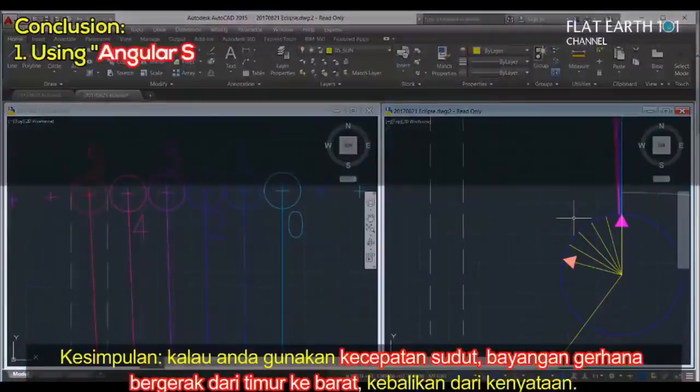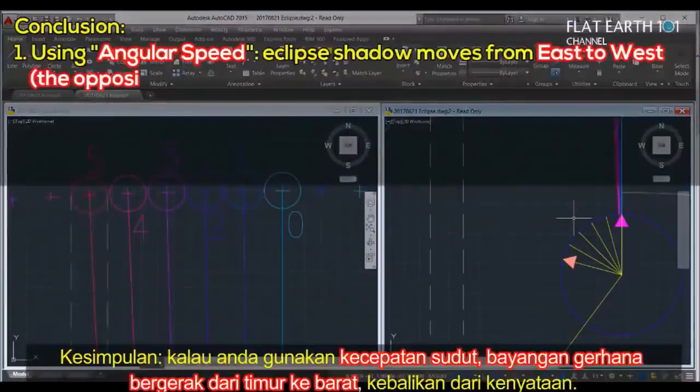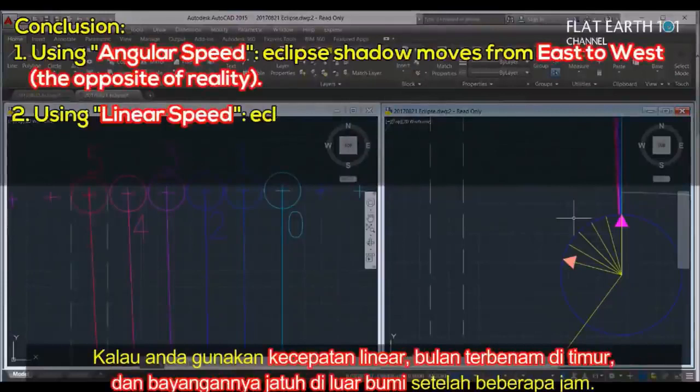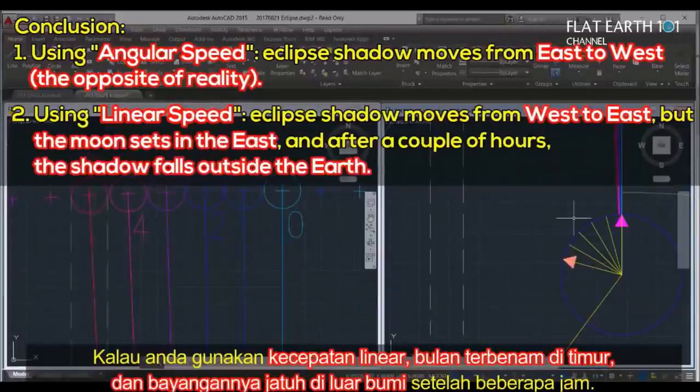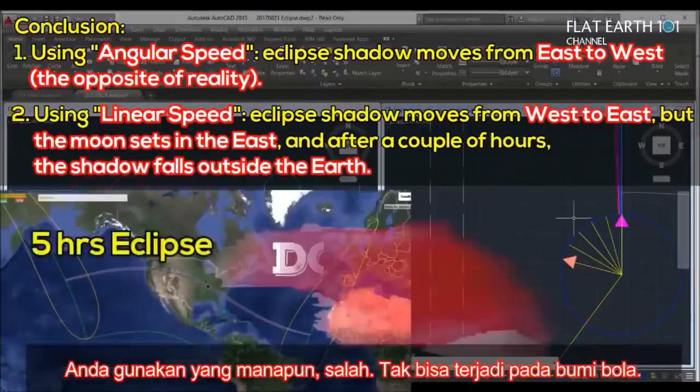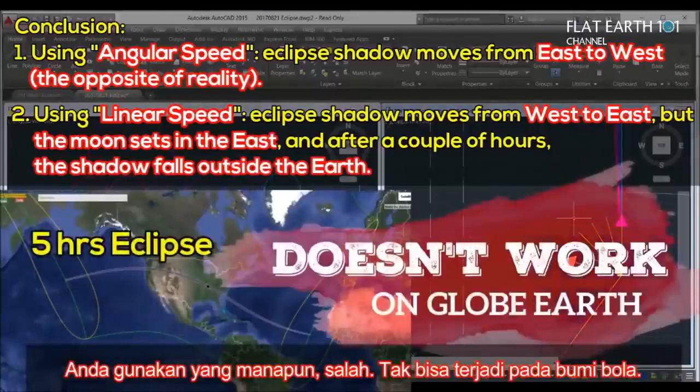If you use angular speed, the eclipse shadow moves from east to west, the opposite of reality. If you're using linear speed, the moon sets in the east, and the shadow falls outside the Earth after a few hours. Any which way, they're wrong. It really doesn't work on the globe model.